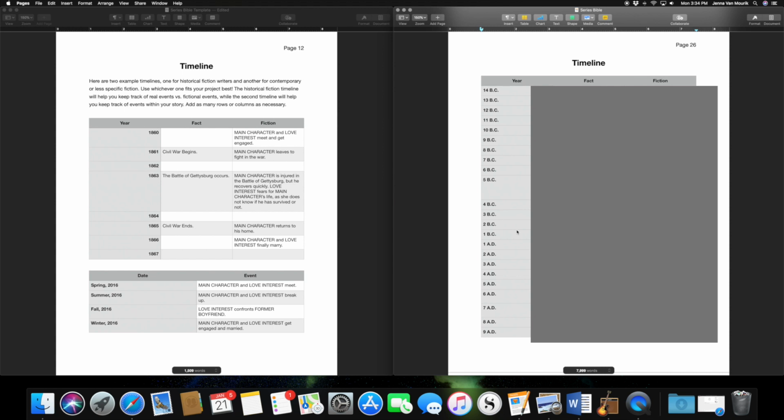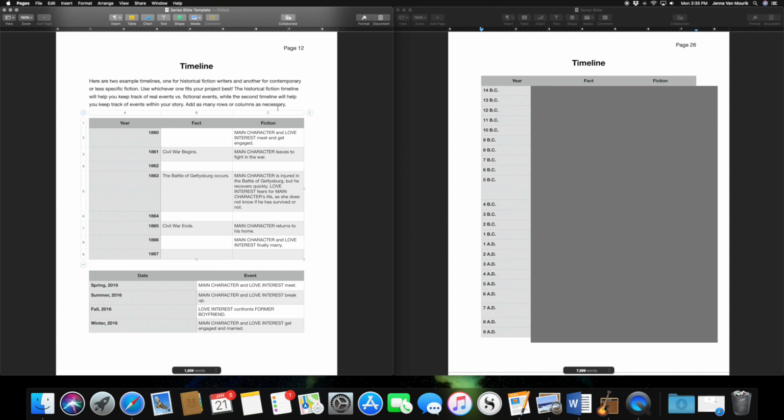But this timeline for my series Bible is very simple. It's just a table. Now, I have 2 different options for you when it comes to downloading my series Bible. And if you don't want to use one, you can just delete it and keep the other. I have no problem with that. If you don't even think you're going to need this entire section, by all means, go ahead and delete this whole page if it's not going to be useful to you.